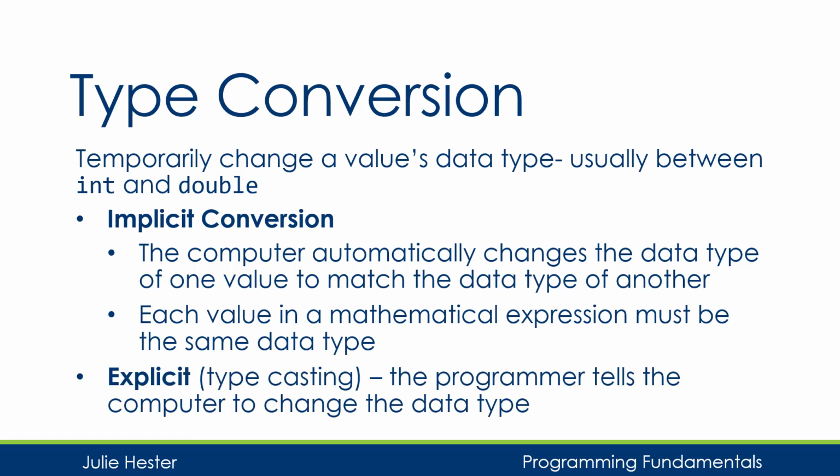Sometimes I, as the programmer, may want to tell the computer that I need the data type to temporarily change. This would be explicit type conversion, also called typecasting. We'll see how we might use typecasting with integer division in just a moment. But first, I want to talk about implicit type conversions.